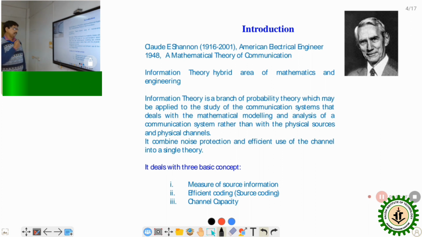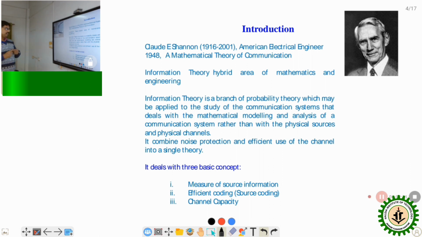So what do we mean by information theory? It is a branch of probability theory which may be applied to the study of communication systems, dealing with the mathematical modeling and analysis of communication systems. Here we don't consider the physical sources and the physical channel, and we do not consider how they are constructed. Only the mathematical modeling and the analysis part of communication systems.